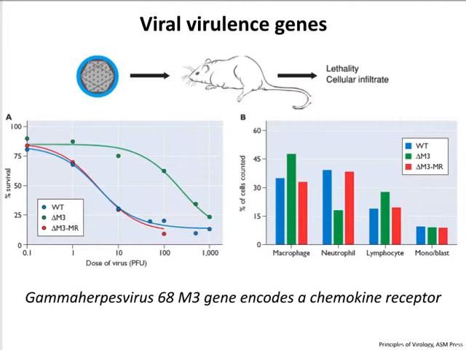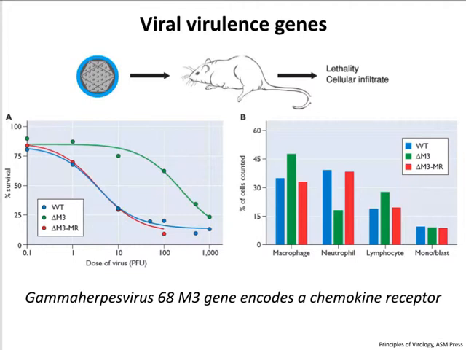If you delete the gene encoding a protein called M3, M3 encodes a chemokine receptor. Now remember, chemokines are produced by infected and immune cells as a way of drawing the immune response to the infected area. They're really important for chemotaxis of lymphocytes and dendritic cells. This virus makes a chemokine receptor that binds these chemokines and prevents them from attracting the immune cells. So it's modifying the immune response by altering the invasion of immune cells to the infected area.